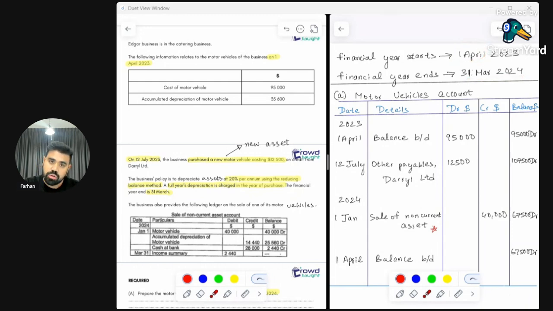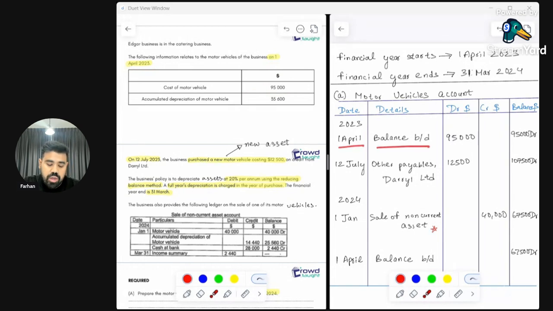So here we have an outline for the motor vehicles ledger account, which is the usual 5-column format that you're used to. So starting with the opening balance on the 1st of April 2023, which is given in the table at the very beginning of the question. As you can see, the cost of motor vehicle at 1 April 2023 was $95,000. Now, motor vehicles in itself are assets, and all assets by default should have an opening balance on the debit side. So that is what we're doing on 1 April 2023.